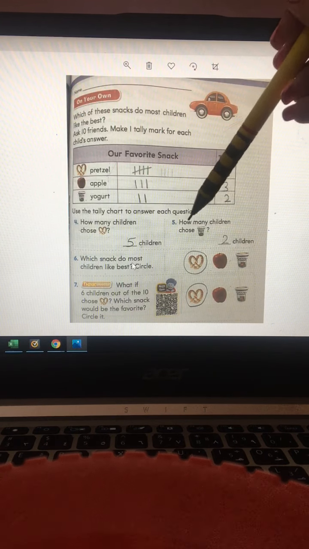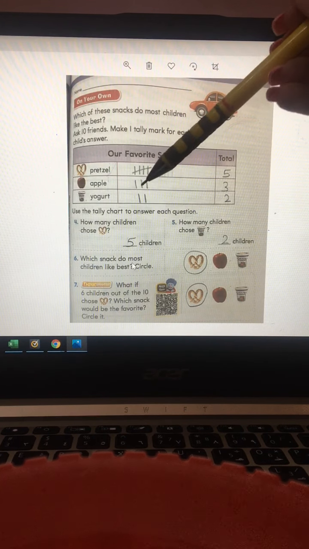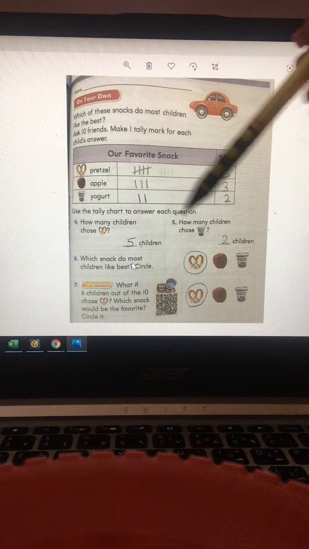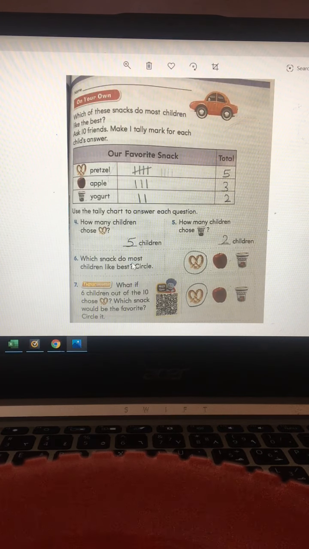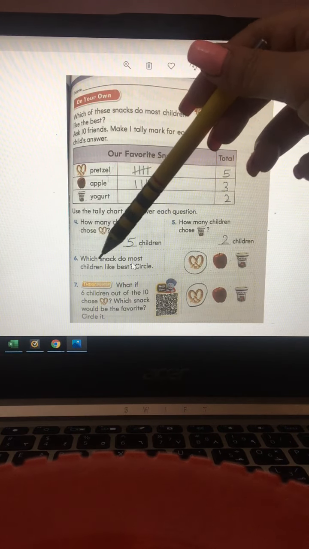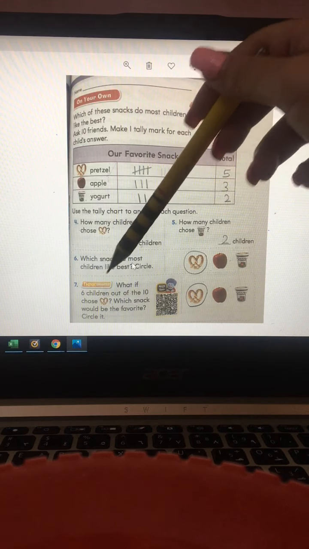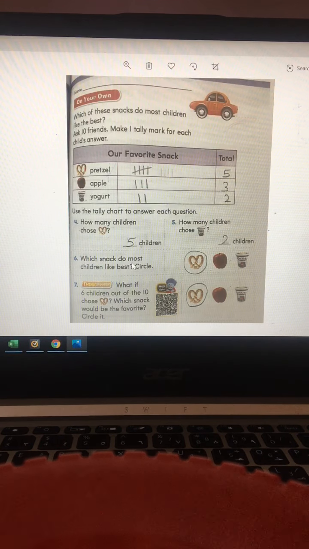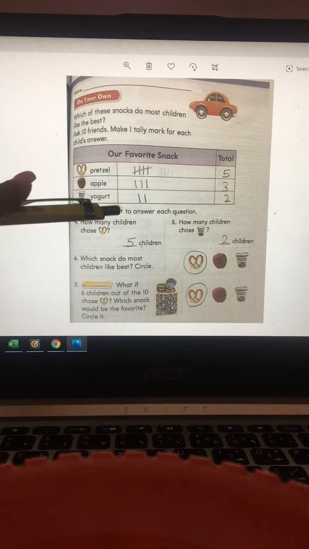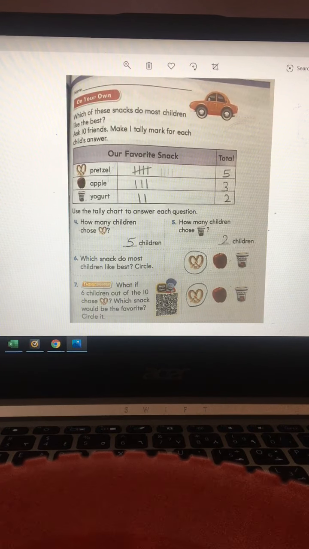Question number 5. How many children chose yogurt? We are going to count 1, 2. So 2 children chose yogurt. Here, which snack do most children like best? Okay, which of these snacks did the most children choose, or the most children prefer or favor?